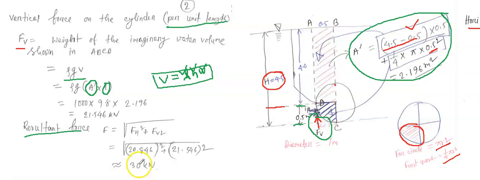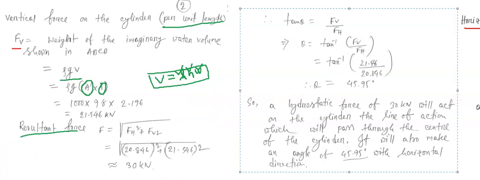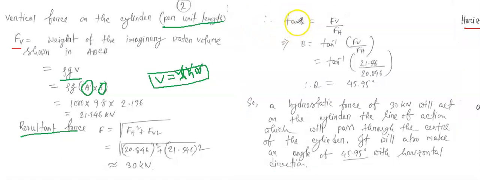So we got the overall resultant force, it is 30 kilonewton. So now we will calculate the corresponding angle. So tan theta, and we know the tan theta is equal to the vertical force over the horizontal force. And if we want to calculate theta, then it should be tan inverse of FV over FS. I believe all of you know this sort of calculation.